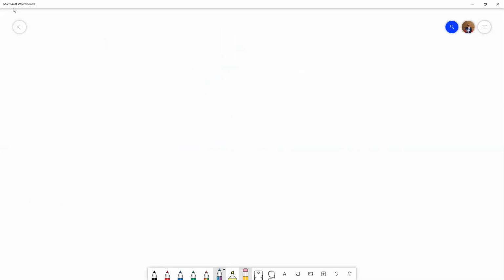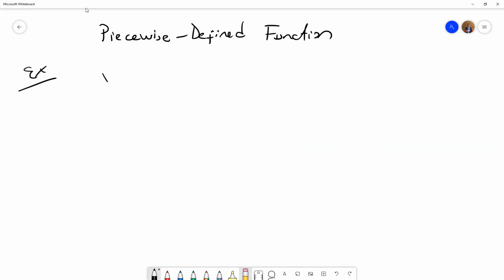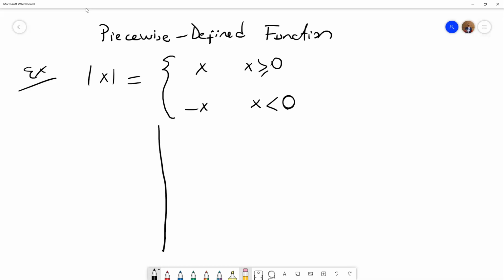And now this is piecewise defined function. Again, let's give an example for this one. Also, absolute value function is a piecewise defined function. So we can write it as x if x is bigger than or equal to 0 and minus x if x is smaller than 0. And we are going to draw the graph.